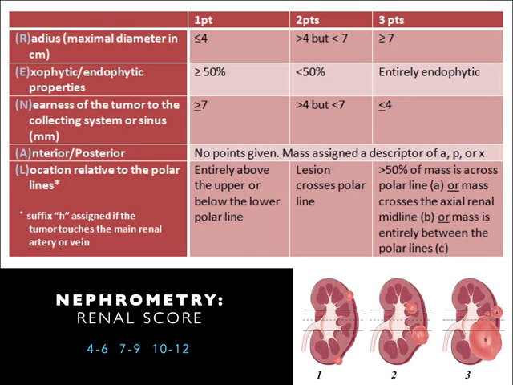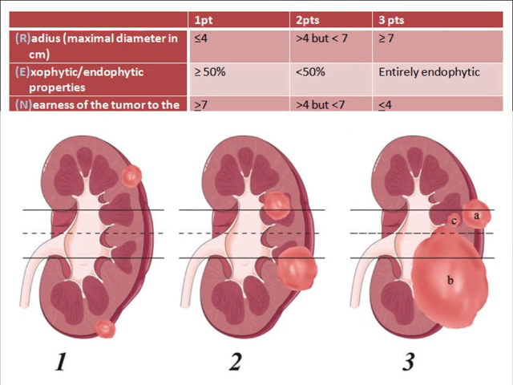You use either the Padua score or the renal score, and here's an example of the renal score, and it's very good in that you can say roughly where it is in the kidney, how big it is, how close it is to vital structures, and then decide how complex an operation will be. That's good for guessing complexity, but it's very poor at relaying the exact nature of the complexity sometimes.